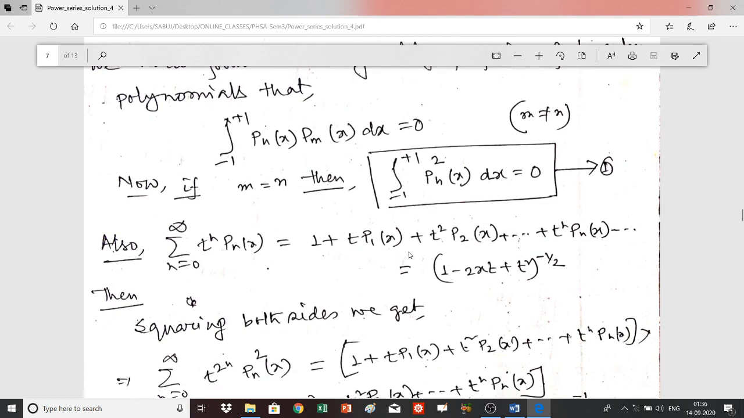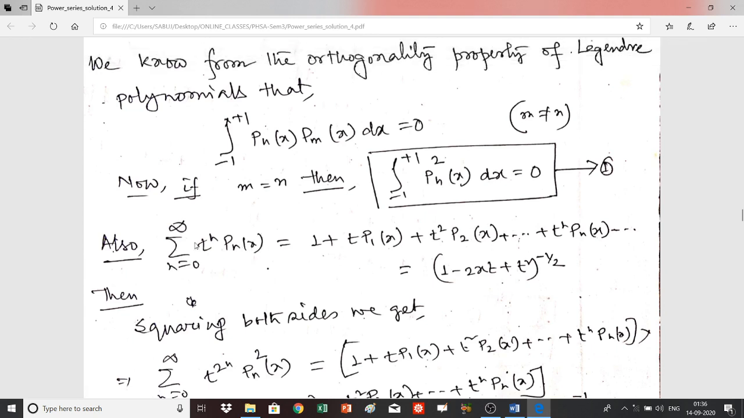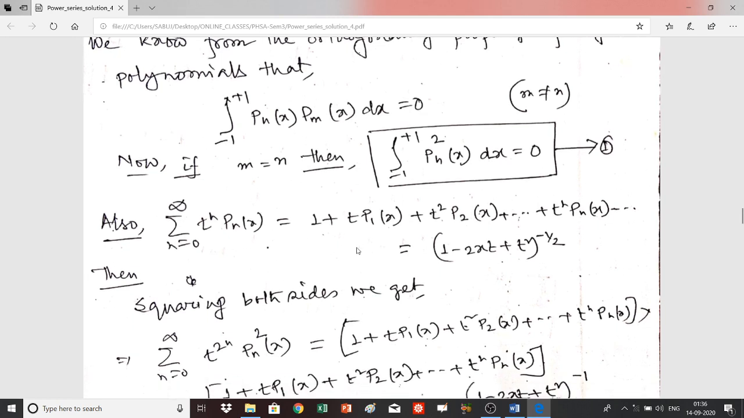the generating function of Legendre polynomials, that is (1 minus 2xt plus t squared) to the power minus half, is the sum over n equal to 0 to infinity of t to the power n Pn(x). If you expand this, you will have 1 plus t P1(x) plus t squared P2(x) plus other terms, up to Pn(x), etc. So just square this term, squaring both sides of this relation.